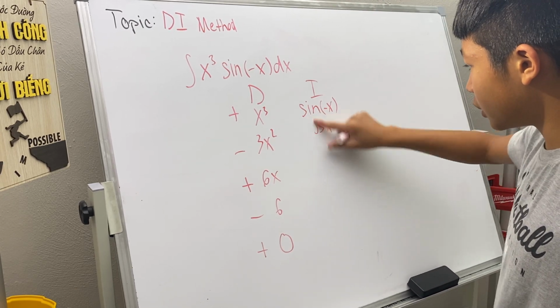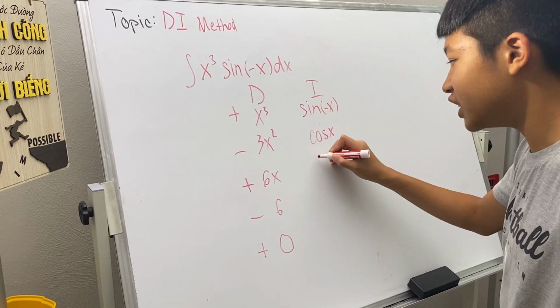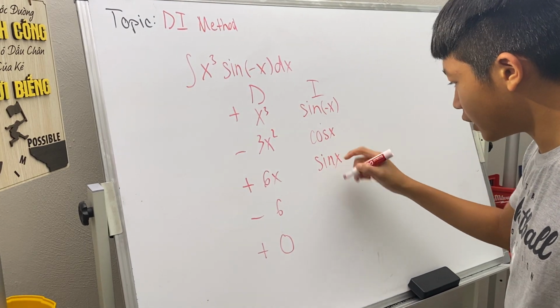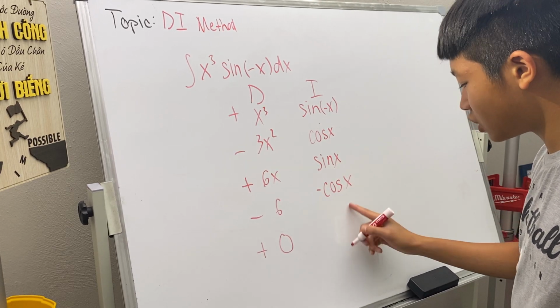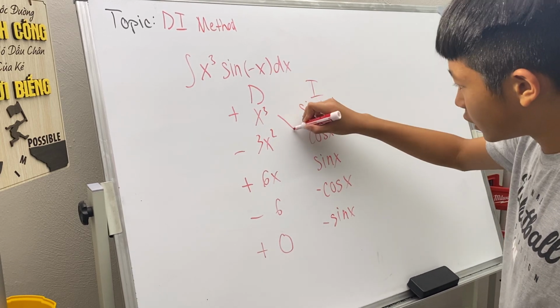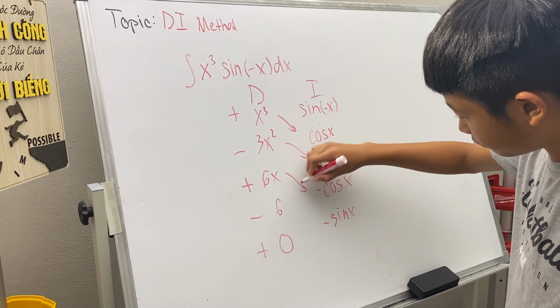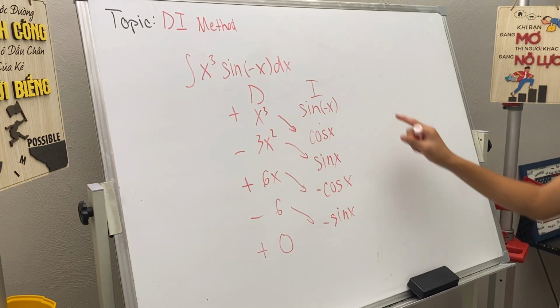Integrate this. This is pretty easy. This is basically sin x. And this is negative cosine x. And this is basically negative sin x. Yes, it's a lot of work, but okay, here's the answer.